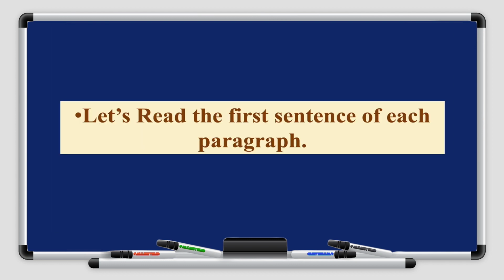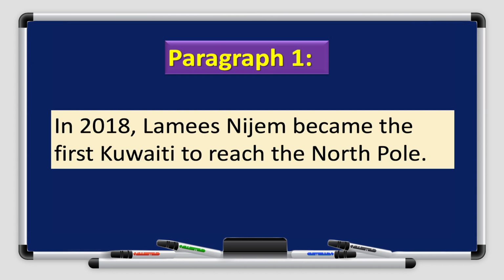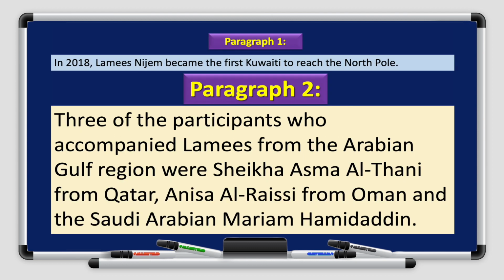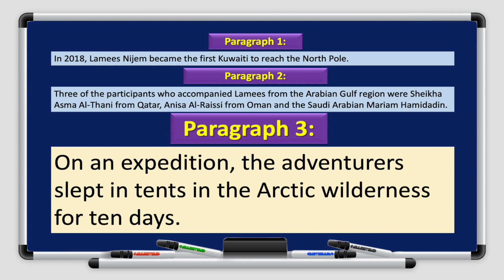Let's read the first sentence of each paragraph, as I said, to give you the understanding or the meaning of the paragraph. In 2018, Lamis Najm became the first Kuwaiti to reach the North Pole. Paragraph 2. Three of the participants who accompanied Lamis from the Arabian Gulf region were Sheikha Asma al-Thani from Qatar, Anis al-Raisi from Oman, and the Saudi Arabian Maryam Hamid al-Din. Paragraph 3. On an expedition, the adventurers slept in tents in the Arctic wilderness for 10 days.